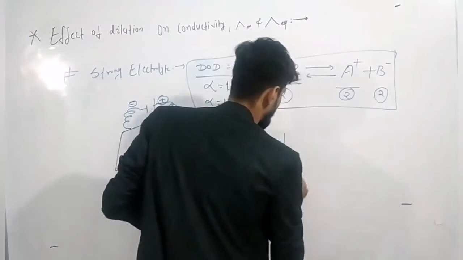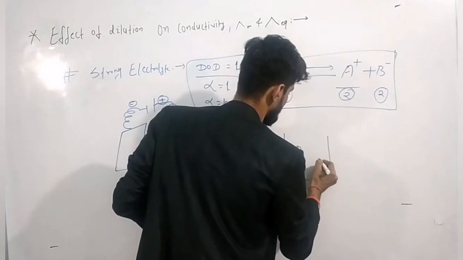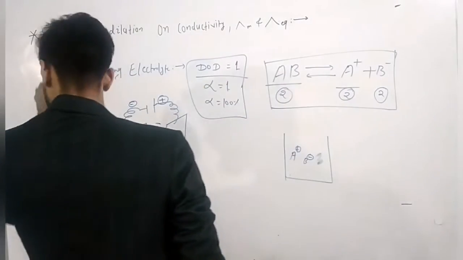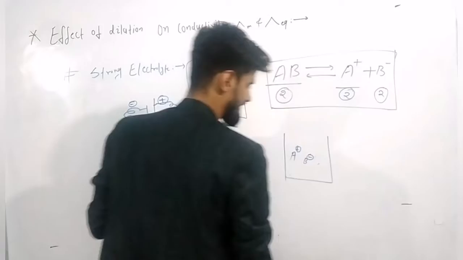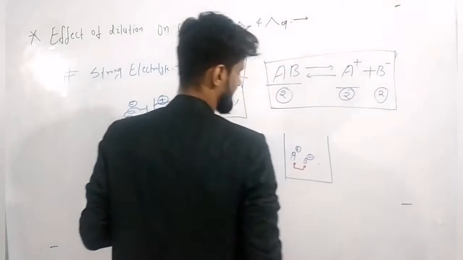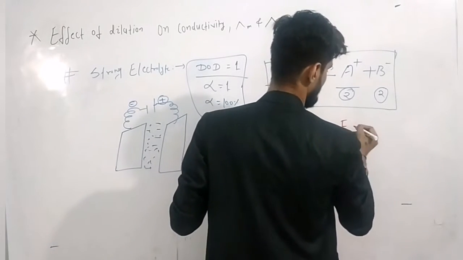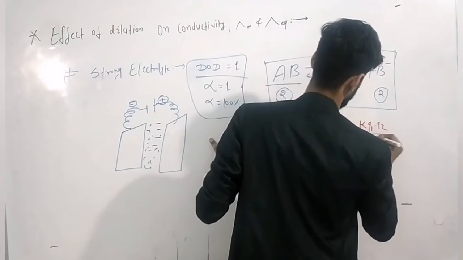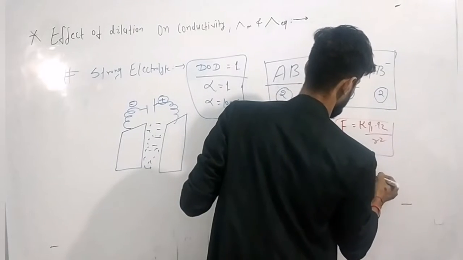Because if you are going to dilute the solution, then understand one thing. Here there are A plus ions and here there are B minus ions, and since it is a strong electrolyte, there must be an electrostatic force of attraction between these two ions. If you have studied Coulomb's law, the force of attraction F is equal to K Q1 Q2 upon R square. Now, F is inversely proportional to R square.